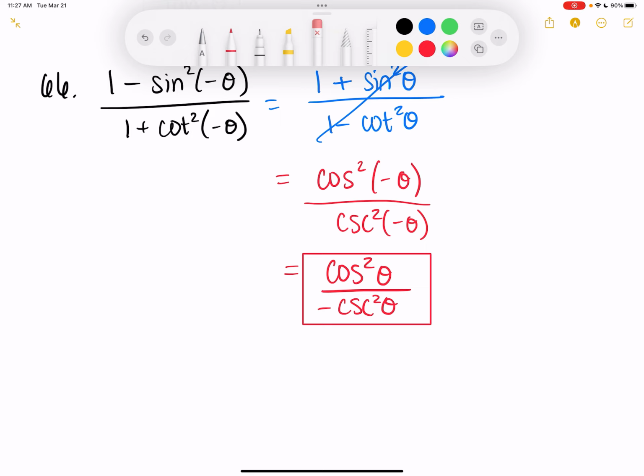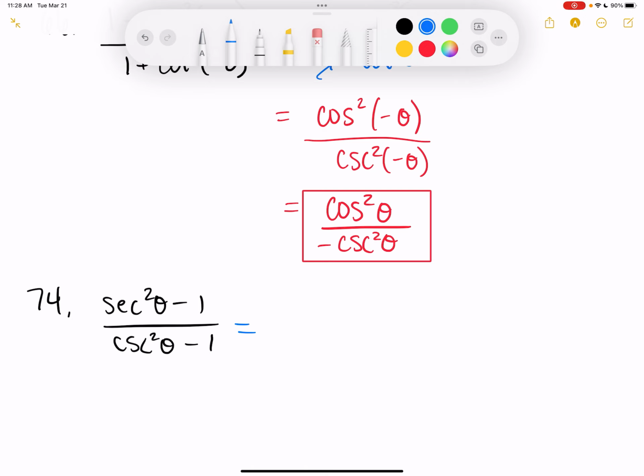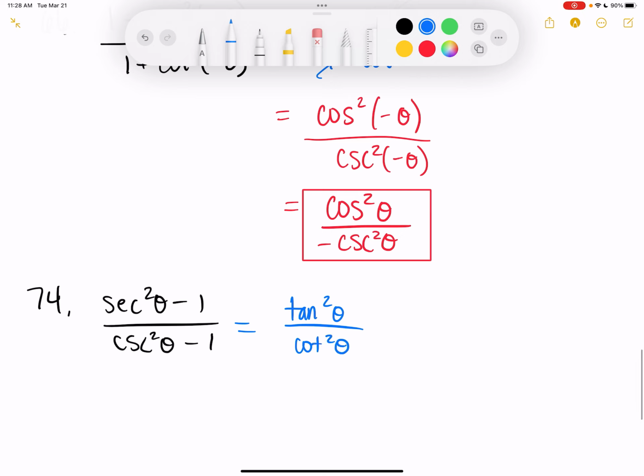All right, let's look at 74. 74, we have secant squared of theta minus 1 over cosecant squared theta minus 1. So secant squared theta minus 1 is tangent squared theta over cosecant squared theta minus 1, which is cotangent squared theta.